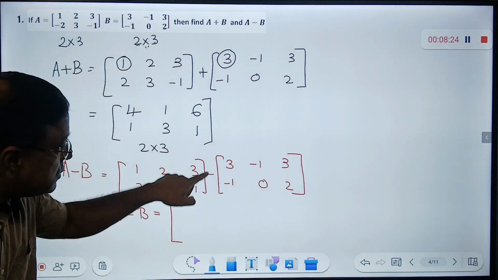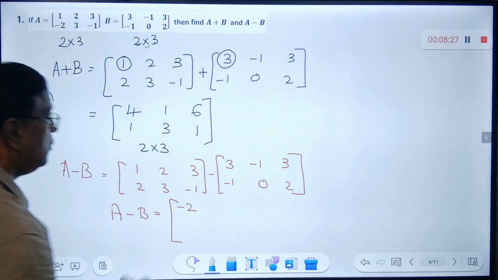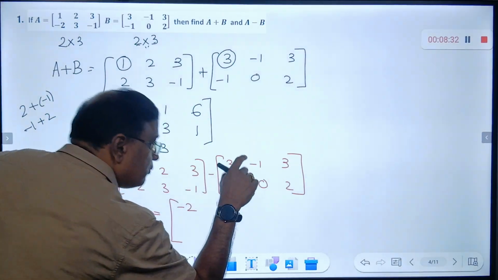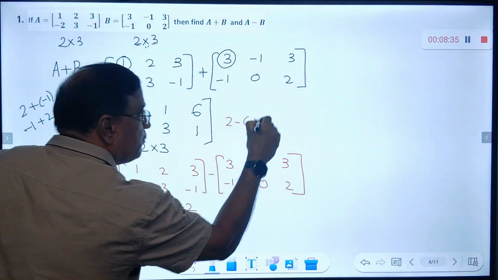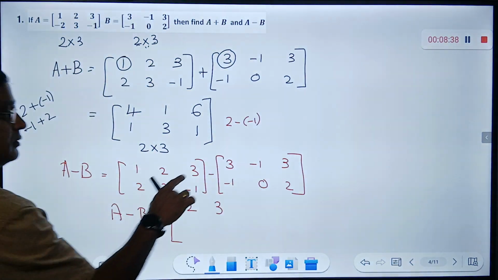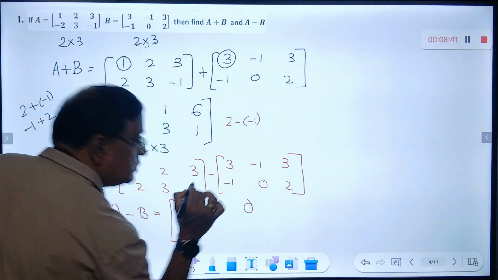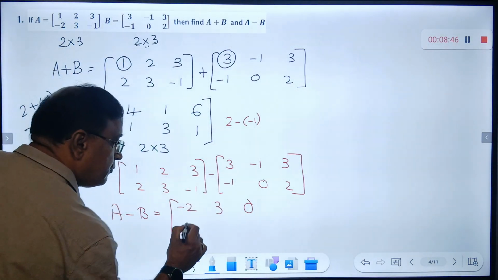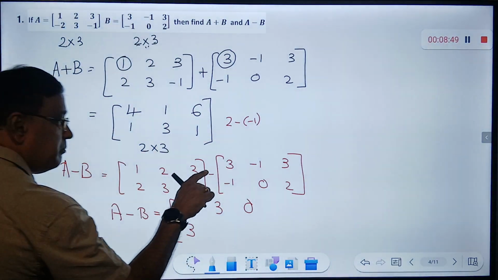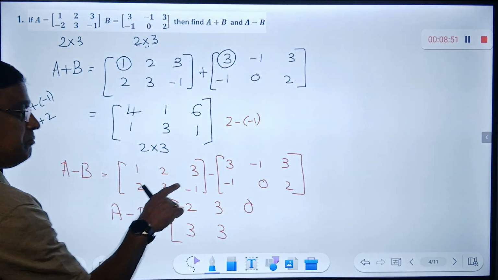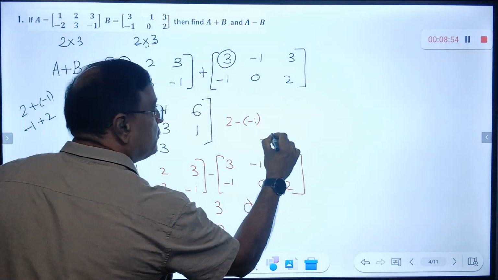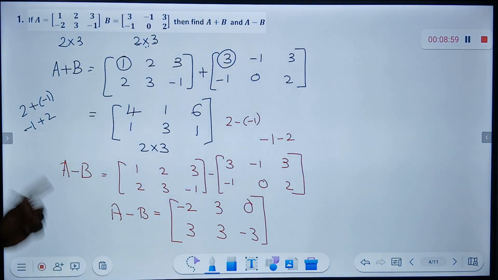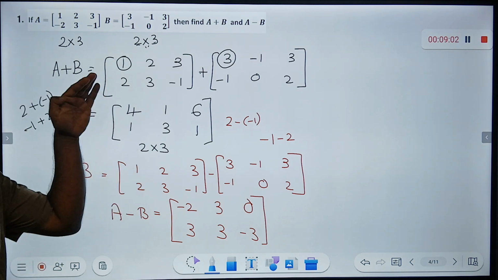1 minus 3, minus 2. Then 2 minus of minus 1, what is that? 3. 3 minus 3, 0. 2 minus of minus 1, 3. 3 minus 0, 3. Minus 1 minus 2, what is that? Minus 3. So clearly you see addition and subtraction are the same operation.